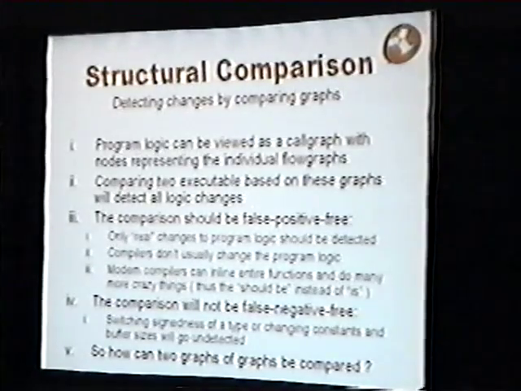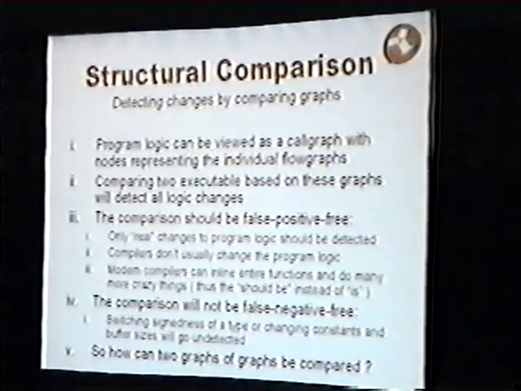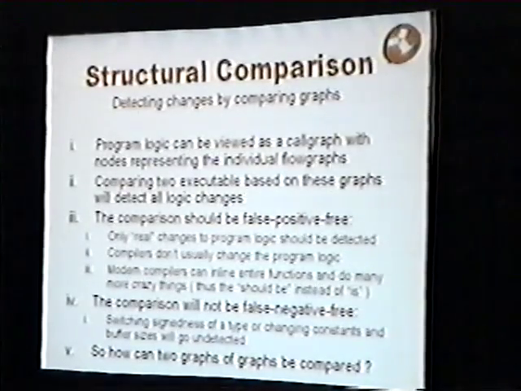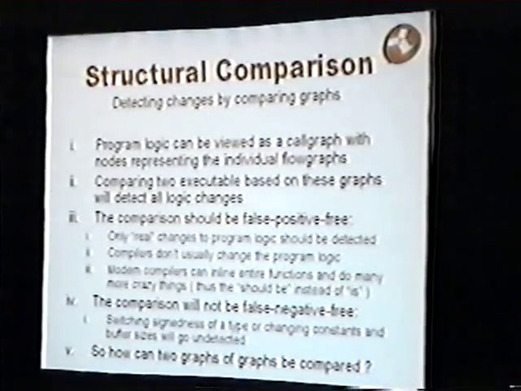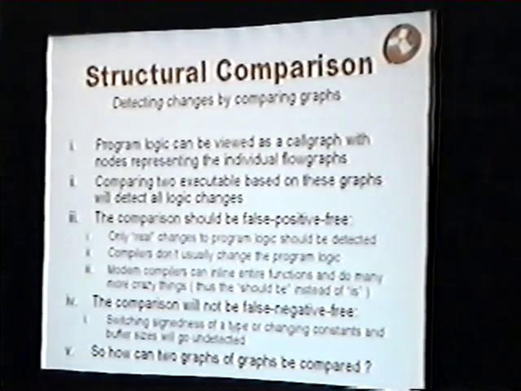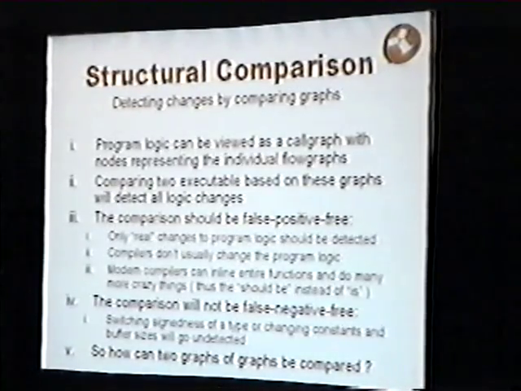Because if the compiler just does rearrangements, it can't change the flow graph too much. So there should not be a false positive. In reality, there are a few false positives occasionally, because some modern compilers inline entire functions if they feel like it, and so on. So false positives can occur, but there are very few of them.